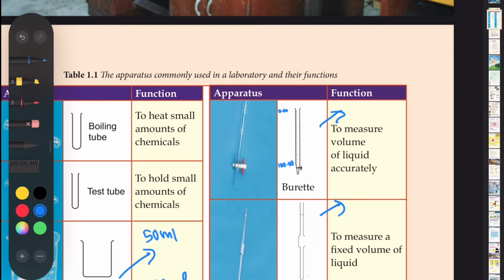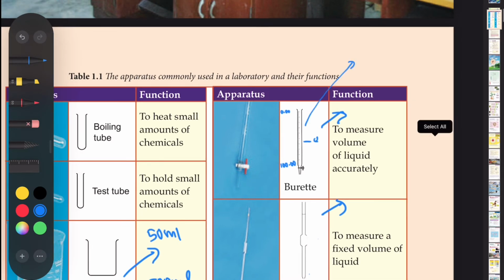So you have to take wherever the liquid stops, and minus it from the final volume. So let's say, for example, the liquid stops at 50 ml. You have to take the 100 minus 50, so that means the amount of liquid that came out is 50 ml.